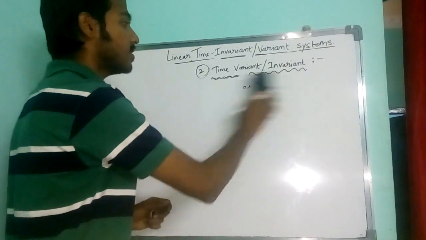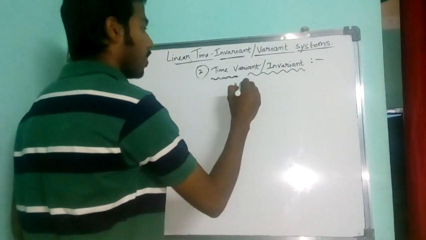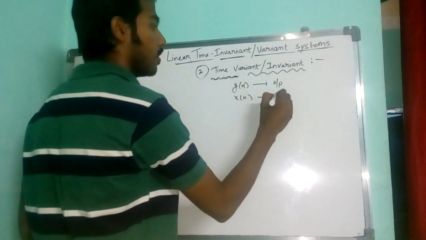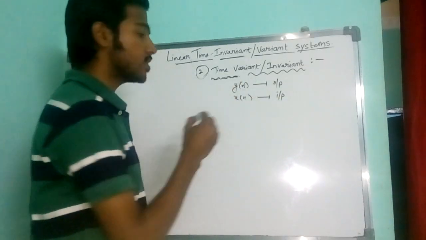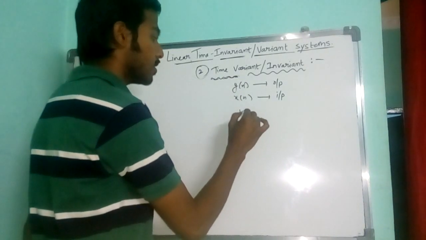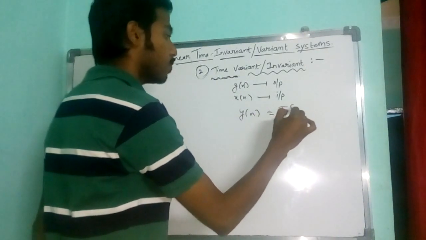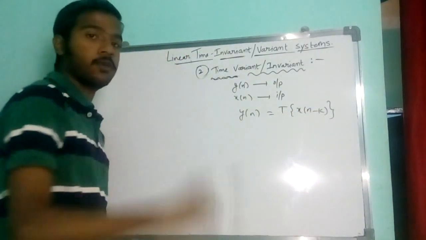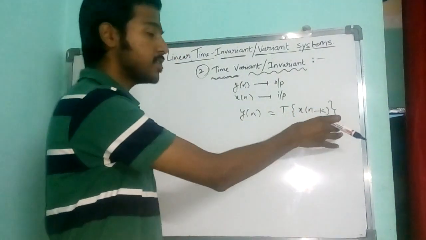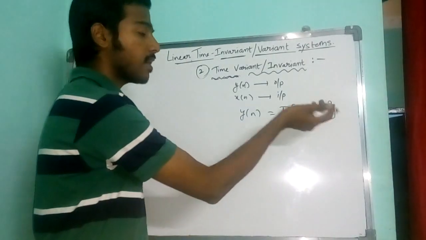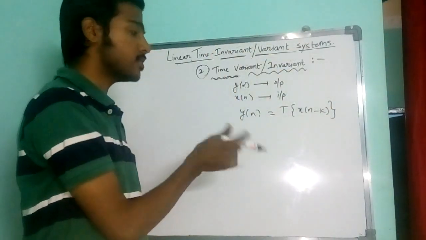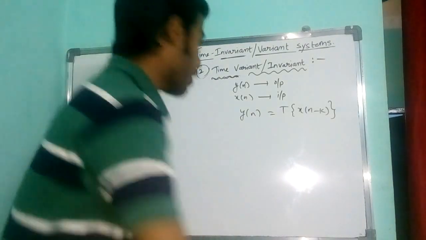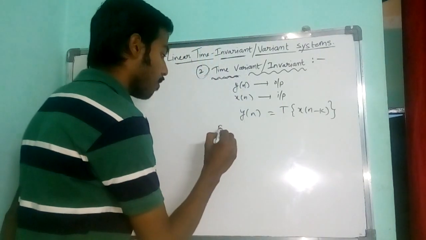Now in the discrete case, we have y of n as the output and x of n as the input. If we shift the signal x of n by k time units, the output should also be shifted by k samples. That means even though we change the input by k samples, the output should change by k samples. Now we'll consider an example.